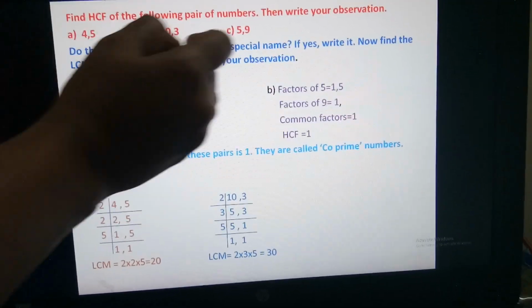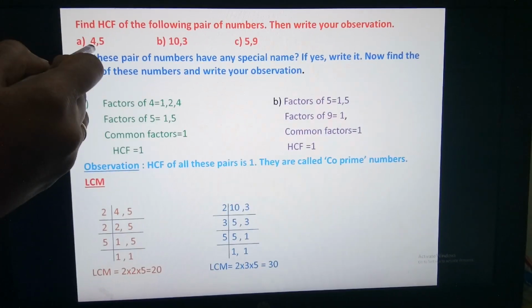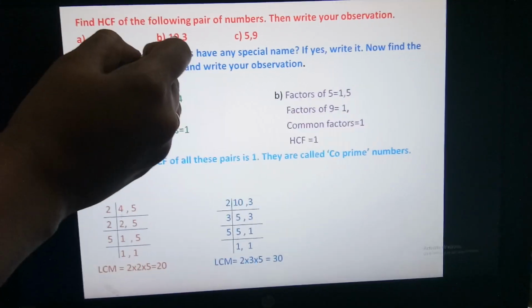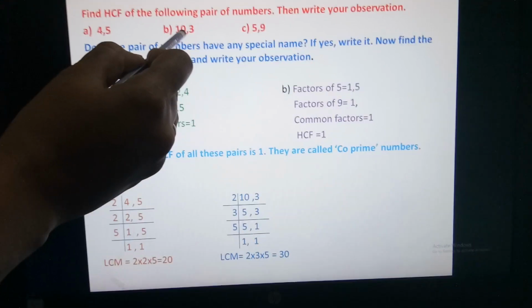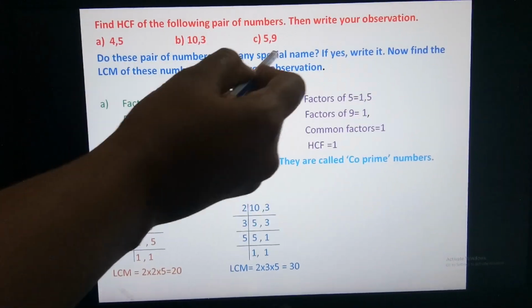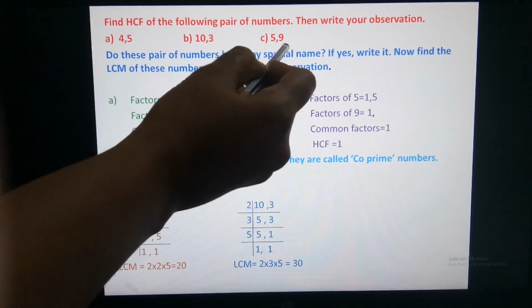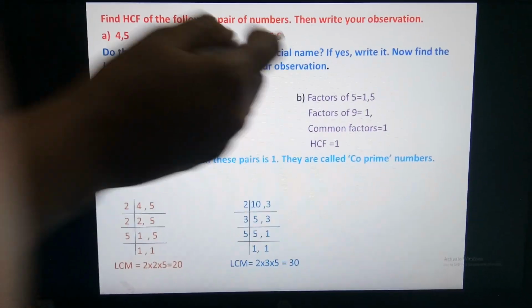So if these are co-prime numbers, what is their HCF? 1, and LCM will be 4 fives are 20. Here what is their HCF? 1. LCM will be 10 threes are 30. Here what is their HCF? For 5 and 9, 1. And LCM will be 5 nines are 45. That will be the answer.